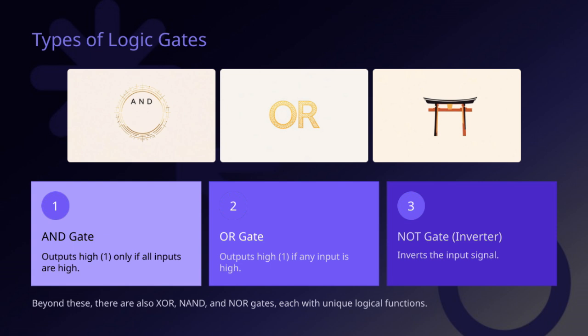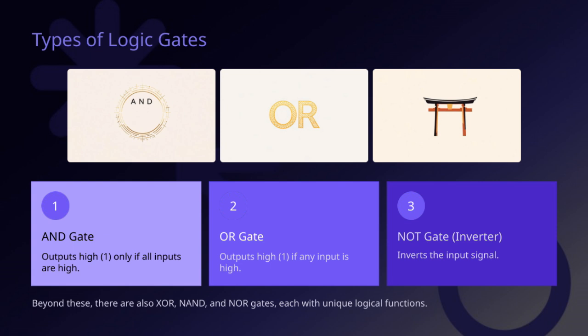Next, we have the OR gate. Its key characteristic is that it outputs high, or a 1, if any of its inputs are high. This makes it very useful when you want to check if at least one condition is true. Beyond these basic gates, there are others like XOR, NAND, and NOR gates, each with their own unique functions.